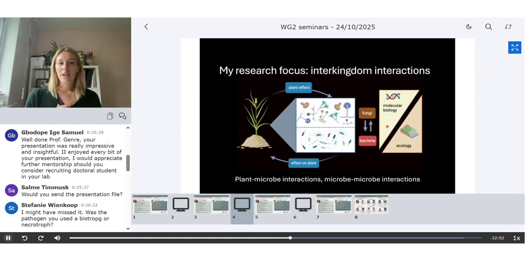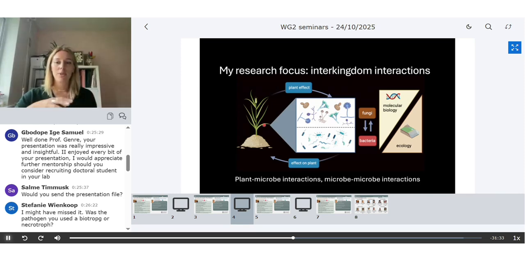The main theme of my research is inter-kingdom interactions. I'm particularly interested in how bacteria and fungi interact with one another as part of the plant microbiome. Plants, of course, are populated by diverse communities of microorganisms, including bacteria and fungi. I'm interested in how these bacteria and fungi interact with one another and how these interactions affect their own individual biology, as well as that of their plant host.